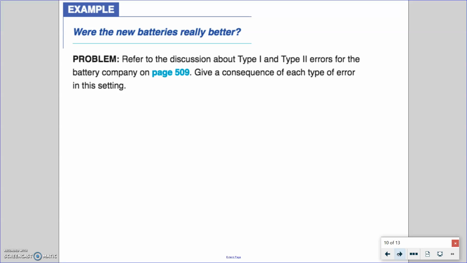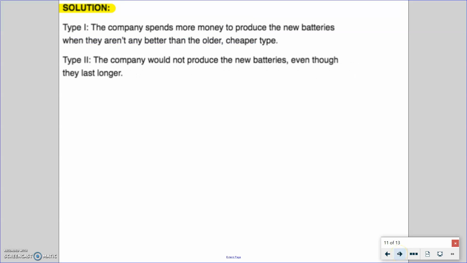So here's another example. For the battery example that we talked about before, those AAA batteries, give a consequence of each type of error in this setting. So if we had a type 1 error dealing with those AAA batteries, the company spends more money to produce the new batteries when they actually aren't any better than the older, cheaper type. Okay, that's kind of a big deal. If I were running that company, I wouldn't want to spend money creating a new battery because I have data that says it lasts longer when really the one I'm creating before that's way cheaper to make is just fine. So that's right, spending more money is kind of a big deal.